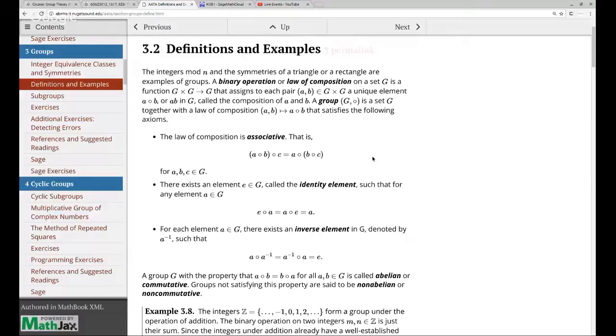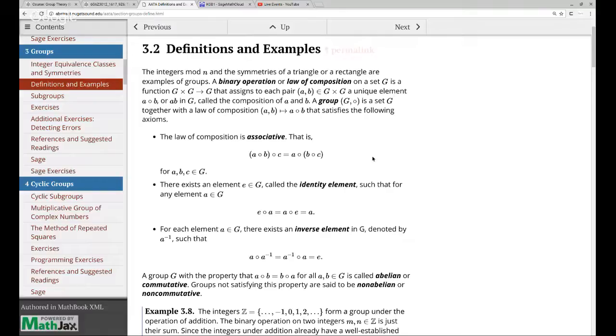Okay? Certainly addition of numbers acts like that. Certainly multiplication of numbers acts like that. Doesn't matter in what way you evaluate the addition and the multiplication. Multiplication of matrices acts like that. Composition of functions acts like that. So it's a very common pattern to see in meaningful mathematical operations.